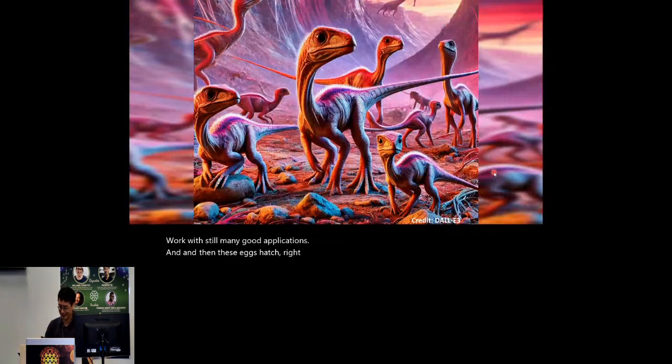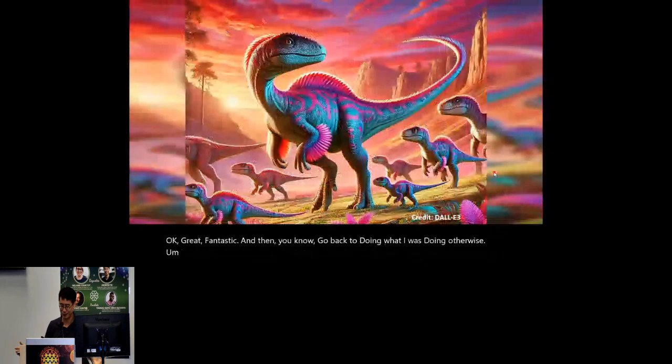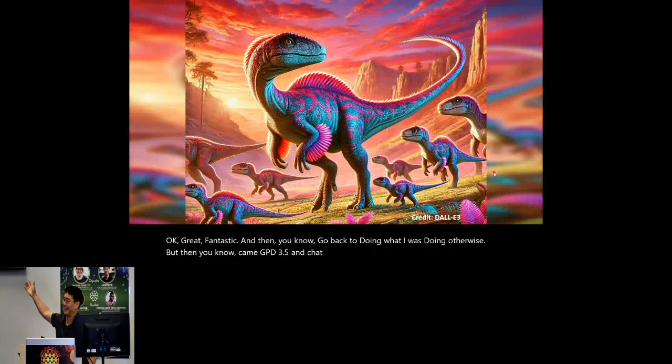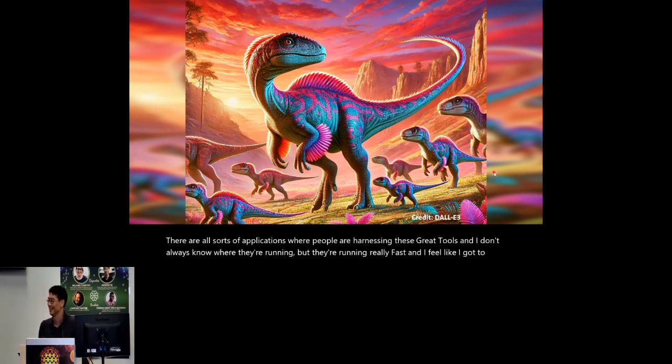And these I view as the early LLMs based on transformer models. And again, for those of us outside the NLP community, I look and I say, ooh, dinosaurs, they're cute, they do little tricks. And you say, okay, great, fantastic. And then I'll go back to doing what I was doing otherwise. But then came GPT 3.5 and ChatGPT. And now suddenly it's like, whoa, okay, we have these powerful beasts in front of us, and there are all sorts of applications where people are harnessing these great tools, and I don't always know where they're running, but they're running really fast, and I feel like I got to grab one of these dinosaurs, and so I'm grabbing onto the tail, and he's trying to buck me off.